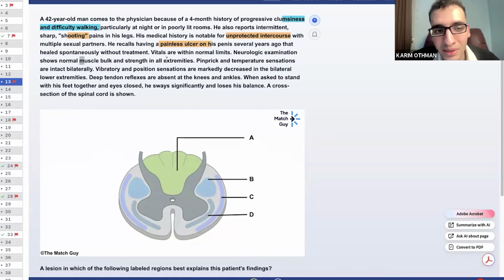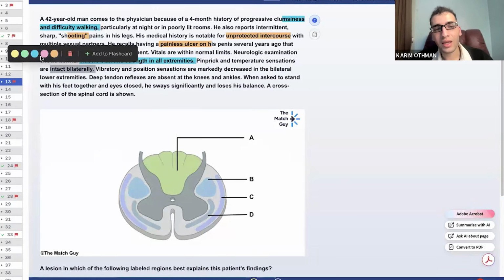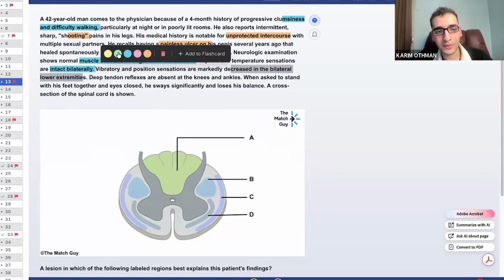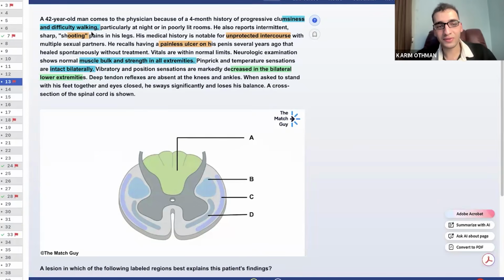Neurological examination shows normal muscle bulk and strength in all the extremities. The pinprick and temperature sensation are intact bilaterally. Vibratory and position sensation are decreased in the bilateral lower extremities, and deep tendon reflexes are absent at the knees and ankles. When asked to stand with his feet together and his eyes closed, I don't know if you can figure out what sign this is, he sways and loses his balance.